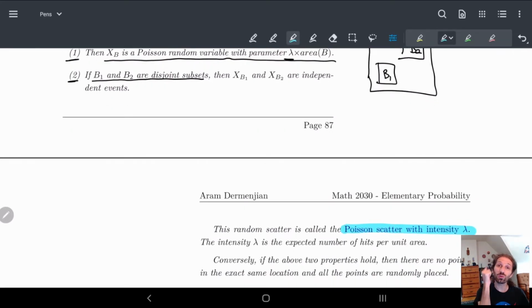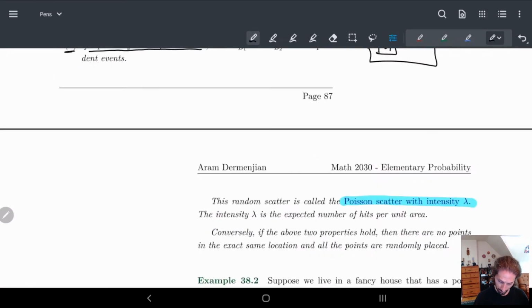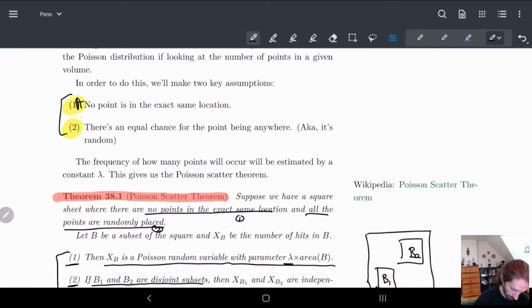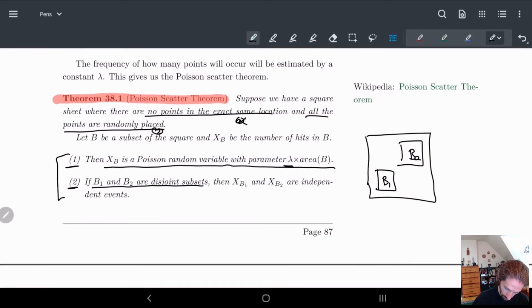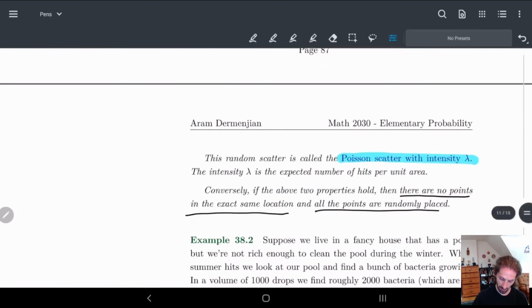Now the absolute coolest thing about this is that you can actually go backwards. In other words, if 1 and 2 here are true, then we know that those first things are also true: there are no points in the exact same location, and all the points are randomly placed. Maybe I should call these alpha and beta. Here is my alpha, here's my beta. So it's saying that alpha and beta imply 1 and 2. That's what this first part is saying. And this bottom part is saying 1 and 2 imply alpha and beta. So we can go back and forth, which is really, really cool.